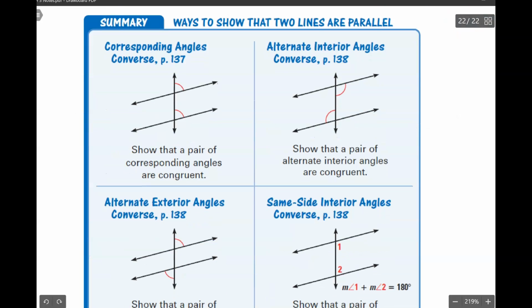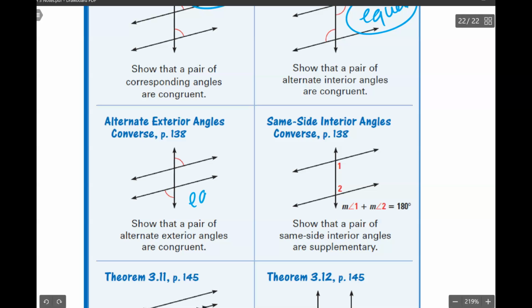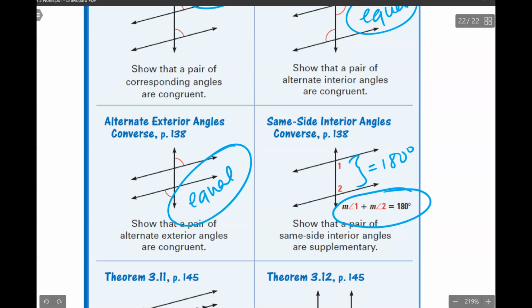All right, so ways to show that two lines are parallel. The corresponding angles converse: as long as those angles are equal, then the two lines are parallel. Here, as long as the two alternate interior angles are equal, then the lines will be parallel. Once again, as long as the alternate exterior angles are equal, then it will show that the two lines are parallel. Here's a little different. Notice that they're adding to 180. In order to have same side interior angles prove the two lines are parallel, they have to sum to 180.